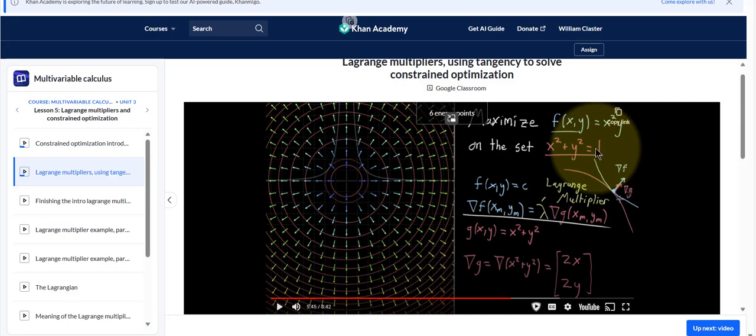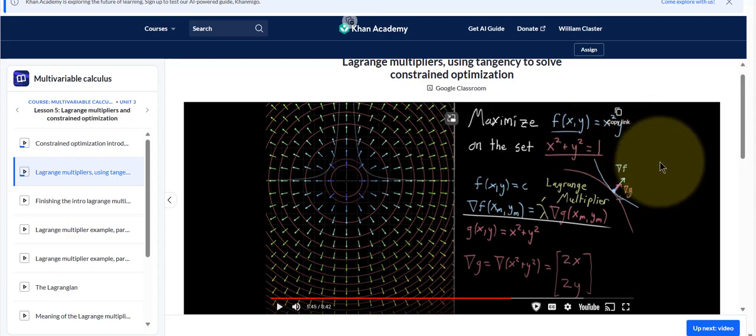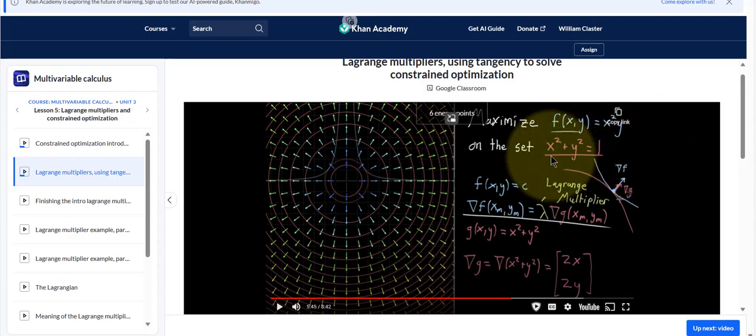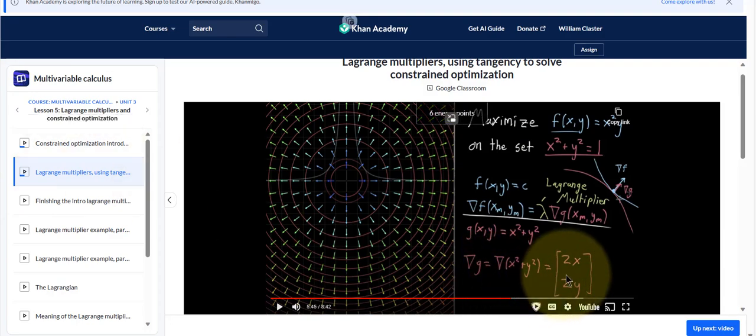So he moves this over to the other side. So then if we take the partial derivative of that, I make this minus 1 equals 0. And if I take the partial derivative of this with respect to x, I just get 2x. And with respect to y, I get 2y. So that's what he has here.